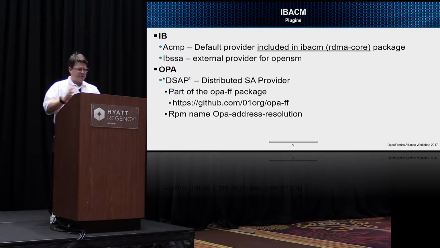The plugins, I mentioned this a little bit. ACM is the default plugin. It's provided and included in the rdma-core package. IBSSA was an external provider for OpenSM. And I mentioned the DSAP plugin. DSAP can be obtained from our GitHub page, which is part of the OPA FF. FF stands for Fast Fabric. The RPM name that comes out of that package is called OPA Address Resolution. So that RPM is a separate plugin that can be installed if you're running on OPA fabrics.